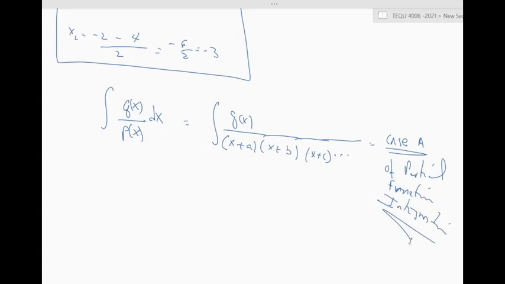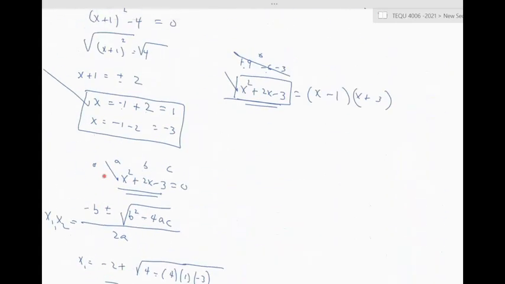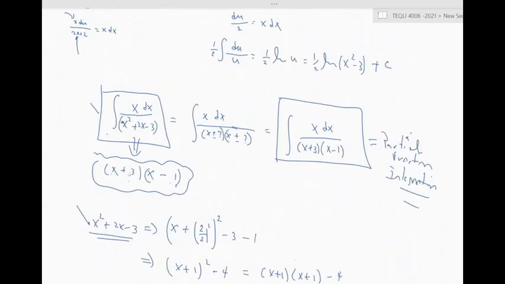Case A, right? And remember as well that to apply partial fraction, the order of p(x) has got to be higher than q(x). Very important. Like for example, the example that we are working, the order of the denominator is 2. The order of the numerator is 1. So, with that said, let's see how this looks.